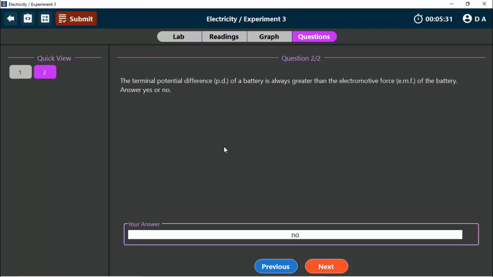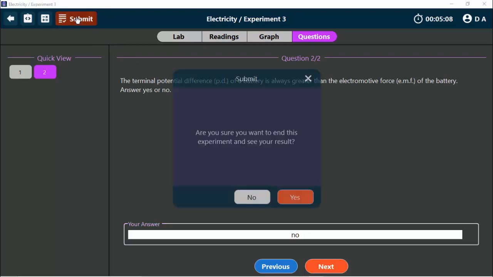Okay, we're done with the questions and also done with the graph and readings. So it's time to submit our work and to see our answer. Note that we spent about 25 minutes on this experiment, which is not a bad one. The timing will help you to measure how fast you can take readings and how quickly you can finish the experiment. So let's submit.